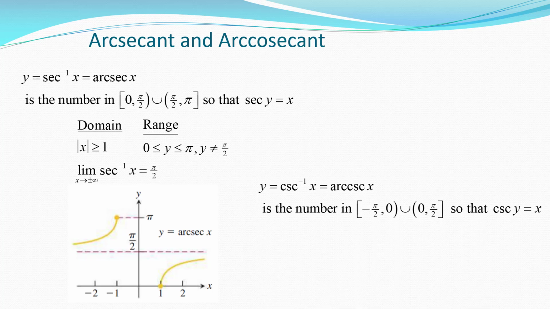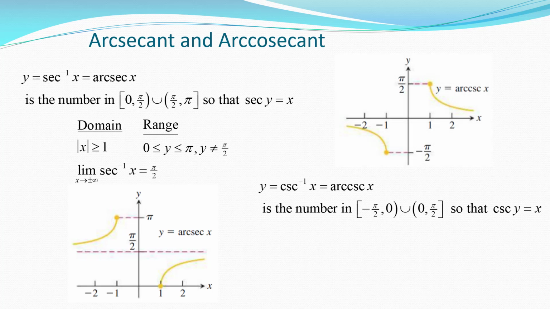If y equals the arc cosecant, so the inverse cosecant of x, this is just an angle from negative pi over 2 to pi over 2, inclusive, but not including the angle of 0, so that the cosecant of that y is x. Once again, here is the graph of the cosecant, and from the graph of the cosecant, you can instantly see what the domain and the range would be.